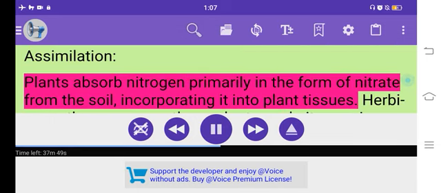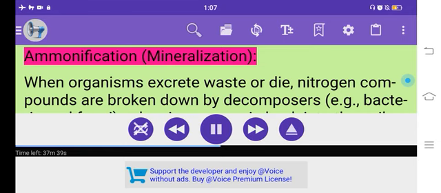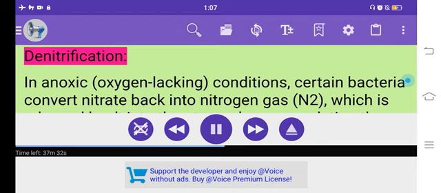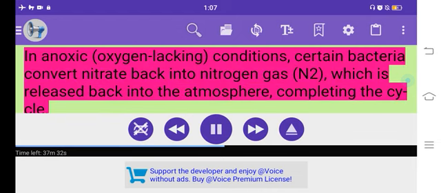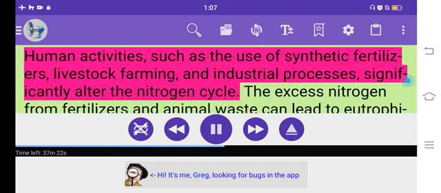Assimilation: plants absorb nitrogen primarily in the form of nitrate from the soil, incorporating it into plant tissues. Herbivores then consume these plants, and nitrogen is passed into their systems. Ammonification, mineralization: when organisms excrete waste or die, nitrogen compounds are broken down by decomposers, e.g., bacteria and fungi, releasing ammonia back into the soil. Denitrification: in anoxic, oxygen-lacking conditions, certain bacteria convert nitrate back into nitrogen gas, N2, which is released back into the atmosphere, completing the cycle.